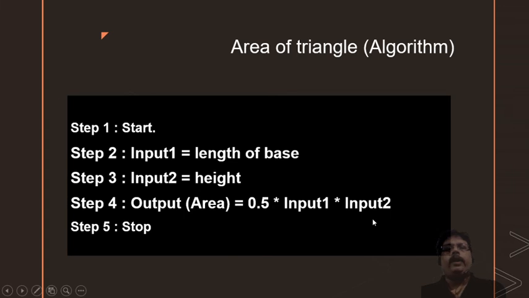Next, let us go for the area of triangle. We know that 1 by 2 BH is the formula. Here you see in the first step we start the program, then input 1, that's the length of the base, input 2 equal to height. So here you are going to input the numbers. Input 1 will be the base and input 2 will be the height.